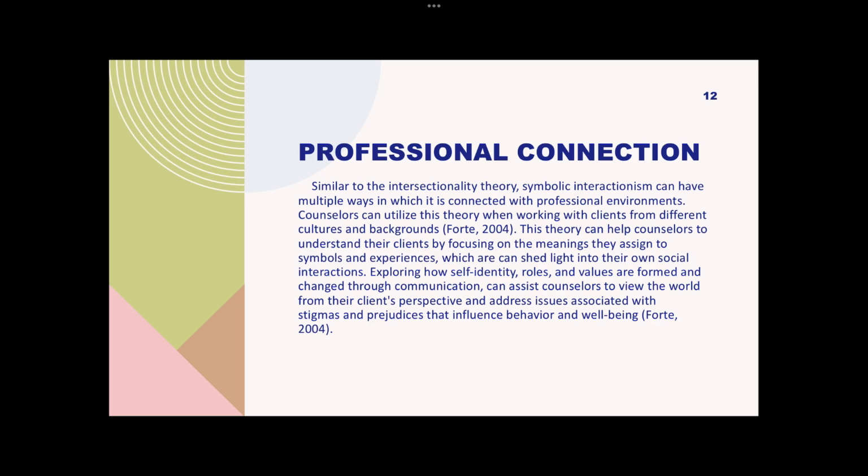Professional connection. The symbolic interactionism theory can be very beneficial within a therapy setting. As shown in the previous slide, although the pointing hand gesture is universally known, that does not take away any cultural perceptions it may have. For example, pointing is considered rude in numerous countries like China, Japan, and many countries in Africa. This theory can help counselors be more culturally aware to what signs and symbols are offensive, thus creating a more welcoming environment for their clients.